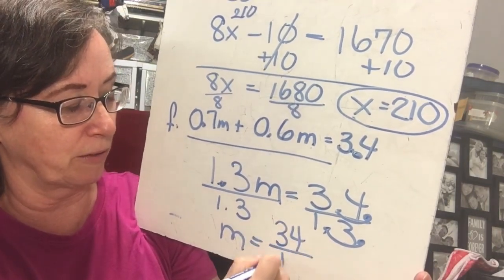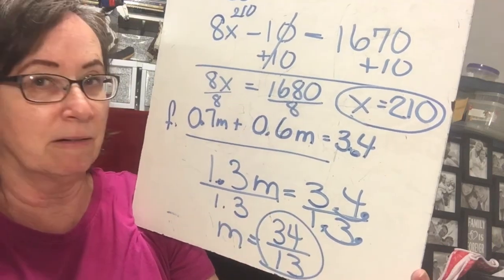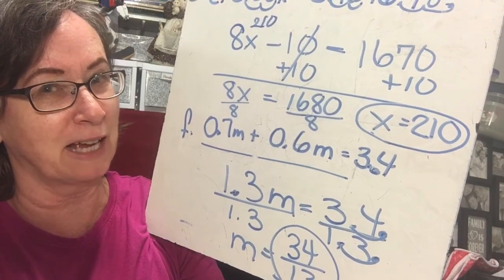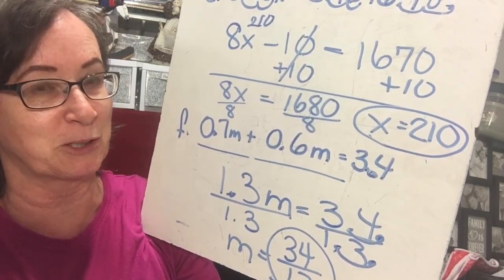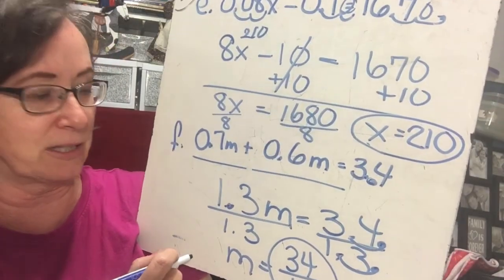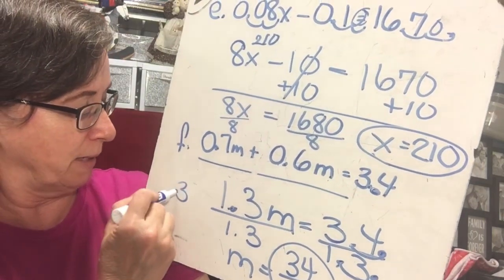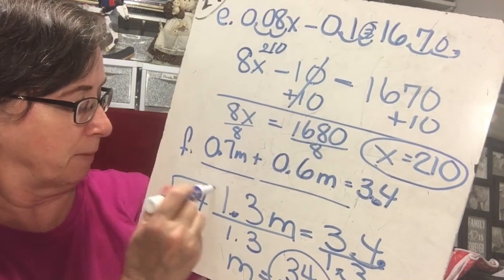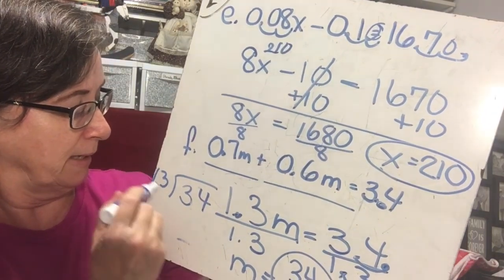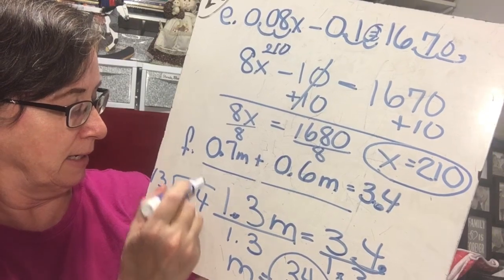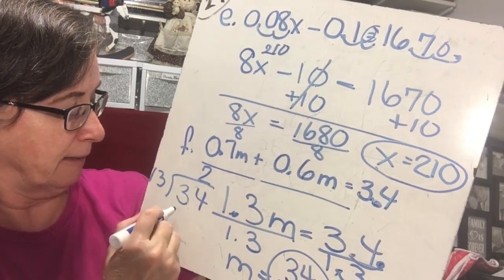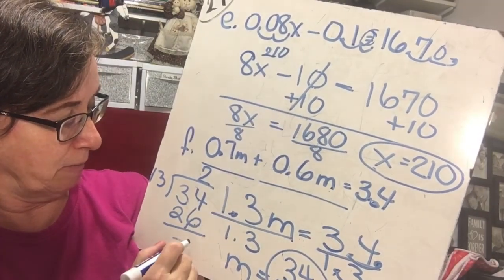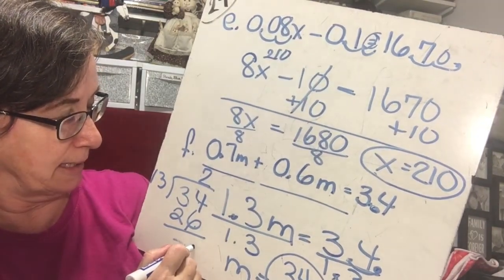34 over 13. Now, I started in decimals, so I'm kind of a fraction gal, but I really should end up in decimals, shouldn't I? So I'm going to go ahead and put the answer in decimal form. So 3.4, we'll just do 34 divided by 13, and that's going to go in 2 times. And that's going to give us 26. Subtract, and we're going to get 14 minus 6 is 8.